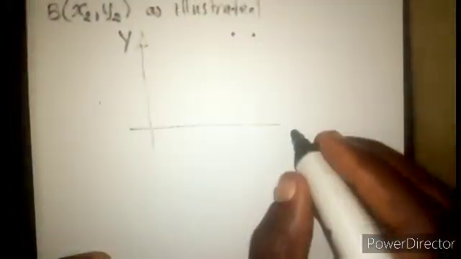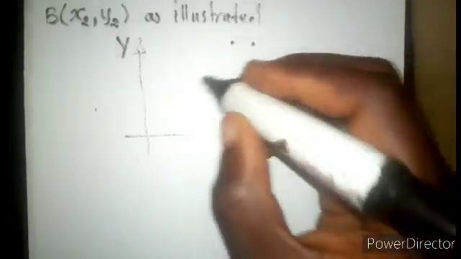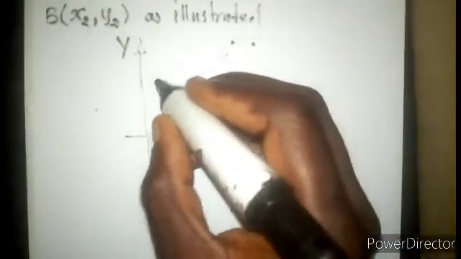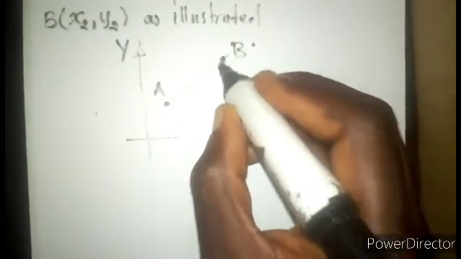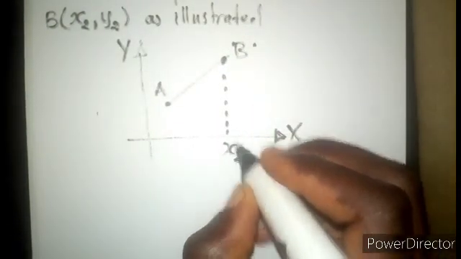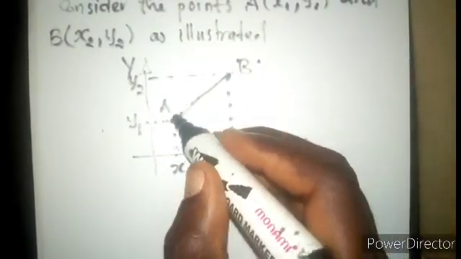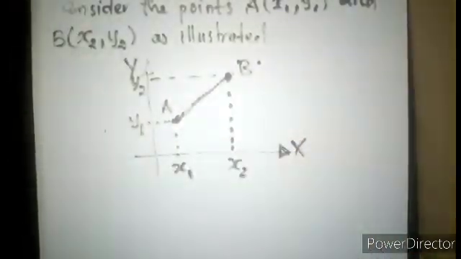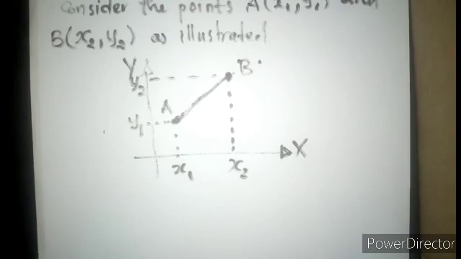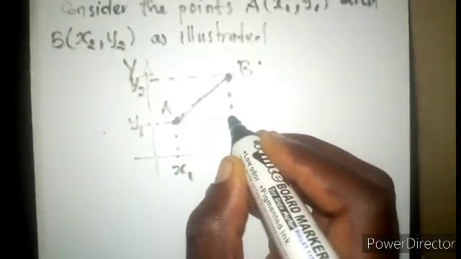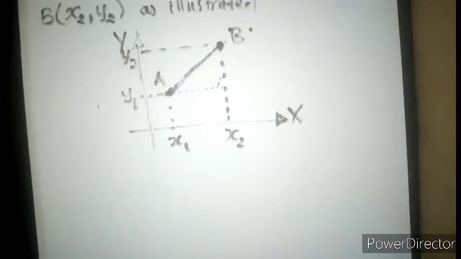So this is the y-axis, this is the x-axis. So we are looking at this point A, this point B. Of course, this is x2, this is x1, this is y2, and y1. Sorry for the marker. Now if you extend this to form a right angle triangle here, and call this side C. To find the gradient is simple.